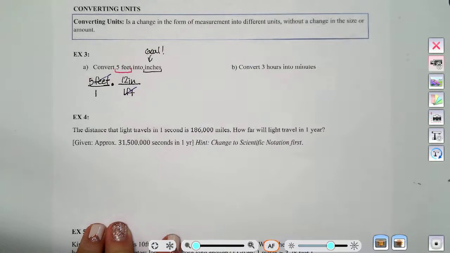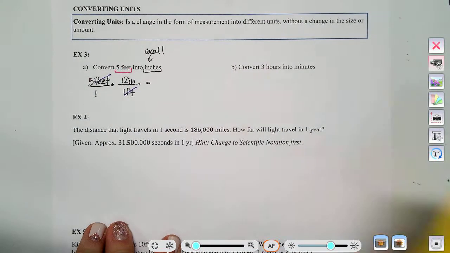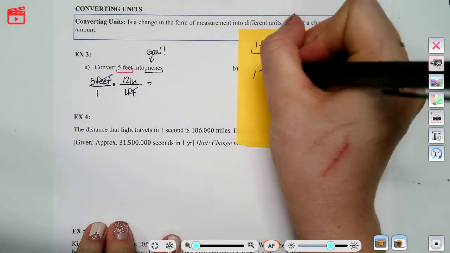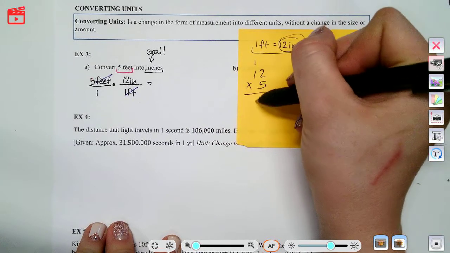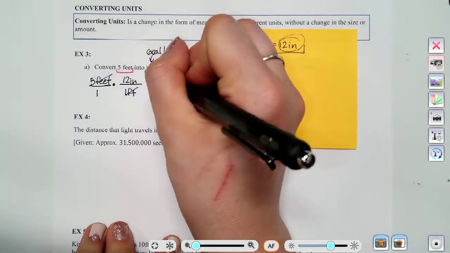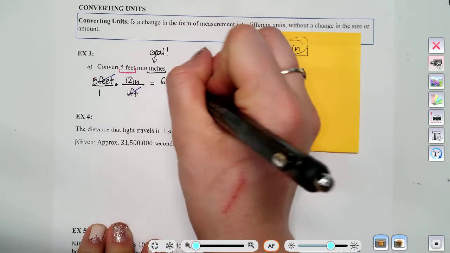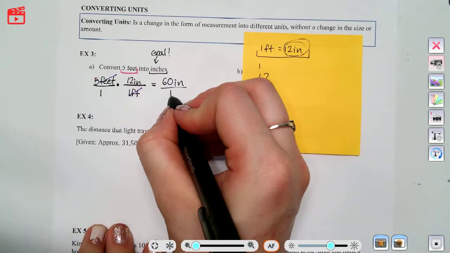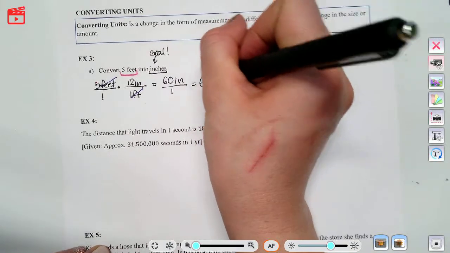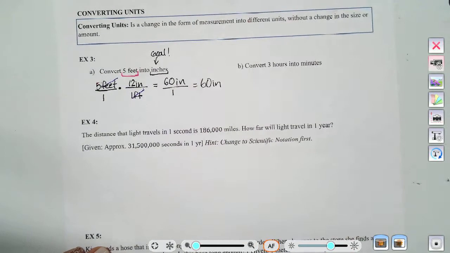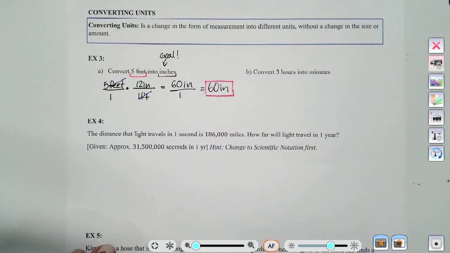Multiplying across, we get 5 times 12. Ooh, I don't know what that is, so let's do that on the side. Let me bring back the sticky note. 12 times 5, that's going to be 10. Carry the 1, 6, 60. So that's going to be 60, and we have the inches left, so 60 inches all over 1 times 1, so 60 over 1, which you can simplify into just being 60 inches. All right, so if someone ever asks you how many inches is 5 feet, you know how to get your answer.